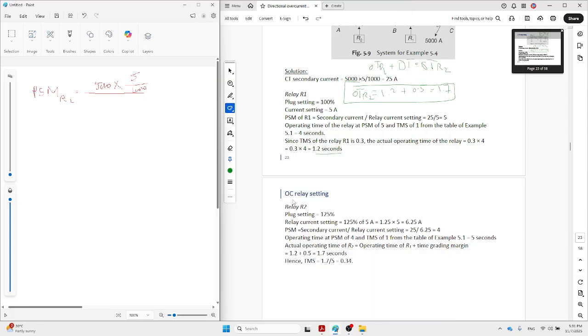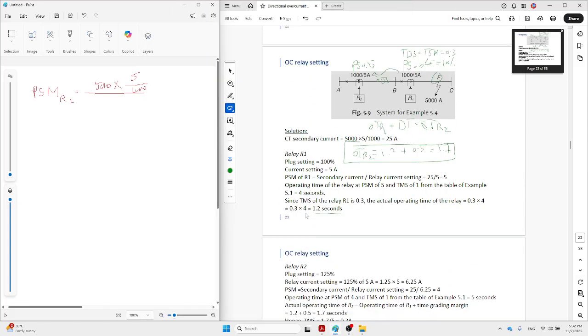Okay, let's continue with the second part of this. I'm going to calculate the PSM for relay number two. Since the fault current is 5,000, relay two is, of course, a backup. So the PSM this time is for relay two as a backup relay. It is not for the fault at this point, which is in front of the relay. Be careful.